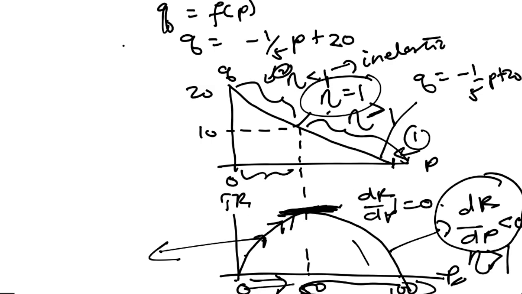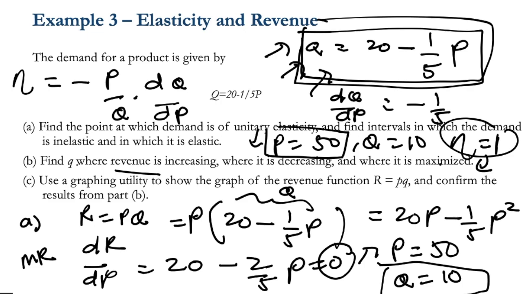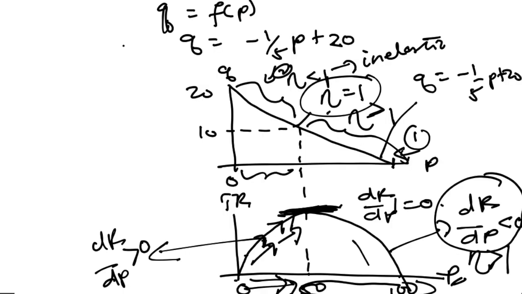Total revenue is increasing if quantity is below 50 but above 0, isn't it? Can you see here? Then dr over dp is greater than 0. The slope is upward sloping. So the range here, Q between 0 to 50, is when revenue is increasing. When it is maximized, we have answered. Where it is decreasing, after 50 until 100, which is this.